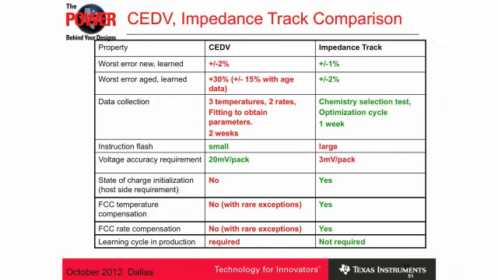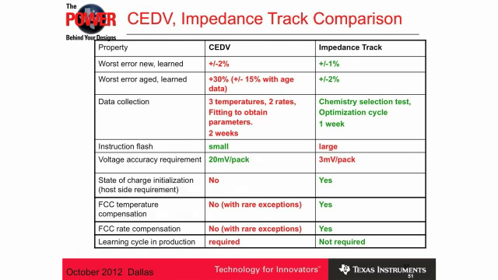State of charge initialization: can't do it. If you're right in the middle and you don't know where you are with CEDV, you can't just do a power on reset and know where you are. Impedance Track, yes. Anywhere you are on a relaxed cell, we can just make a voltage measurement and figure out where we are. FCC temperature compensation: there are rare exceptions, but generally with CEDV gauges we don't have that, which we do with Impedance Track. Same with rate compensation.